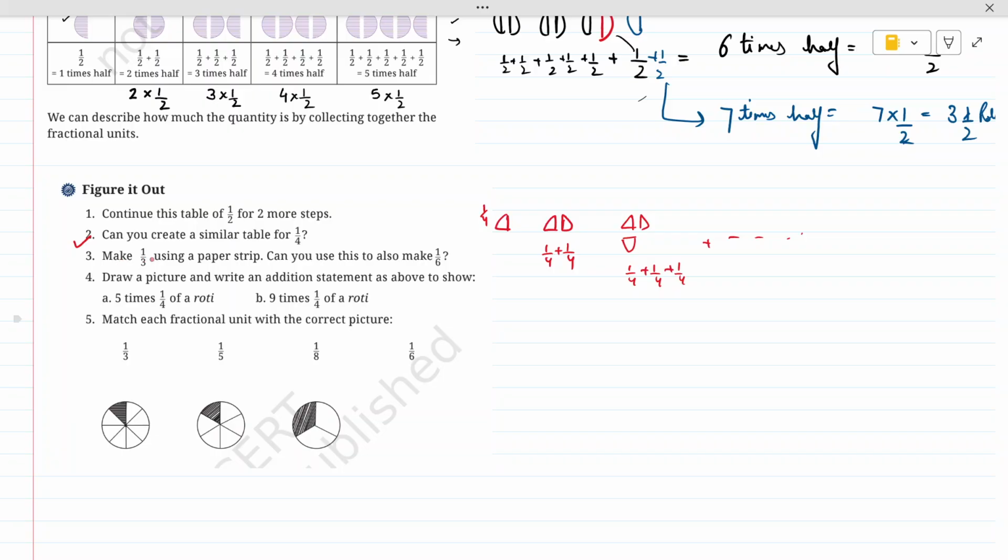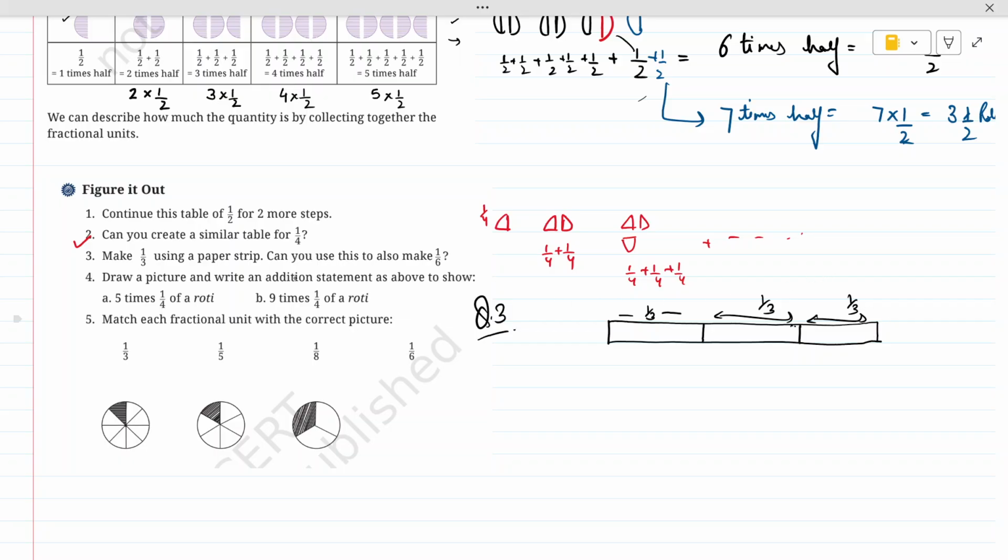Question number 3 is make 1 by 3 using a paper strip. So what we have to do, we have to take a paper strip. Consider this as a paper strip. When we say 1 by 3, that means we have to divide this one into 3 equal parts. So let's say these are the 3 equal parts here, where each of this is 1 by 3, this is also 1 by 3, and this is also 1 by 3. Together they are making one whole strip.